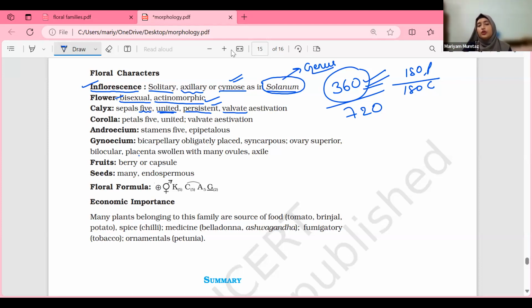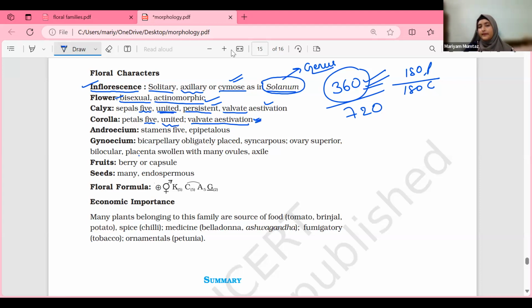Now the corolla. The number of petals is also 5. The petals are united, meaning gamopetalous, and the estivation is valvate for the petals. So the estivation, what is the meaning of estivation?